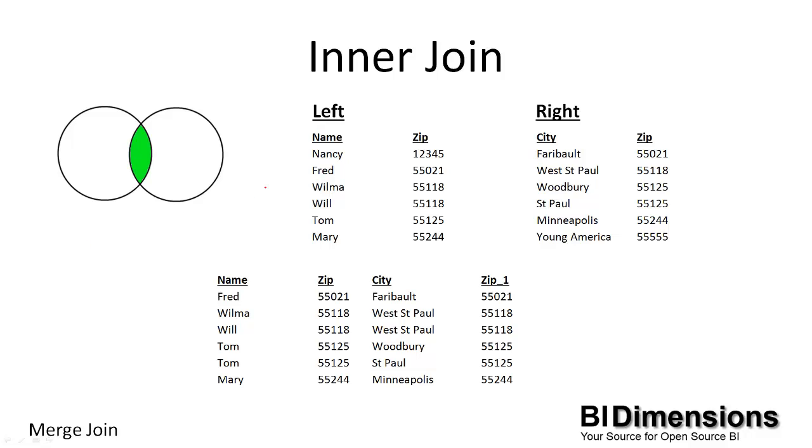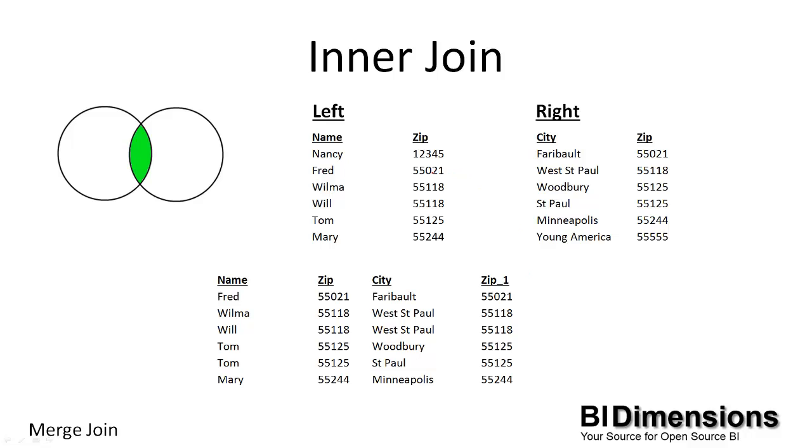So let's take a look at this here. We have Nancy with a zip code of 12345, but over here on the right hand side we do not have any zip codes with cities that have 12345. So if you look at our results down here at the bottom, we don't have any zip codes that show up with 12345, because we didn't have any situations where 12345 for the zip code was in the left and the right pieces of data.